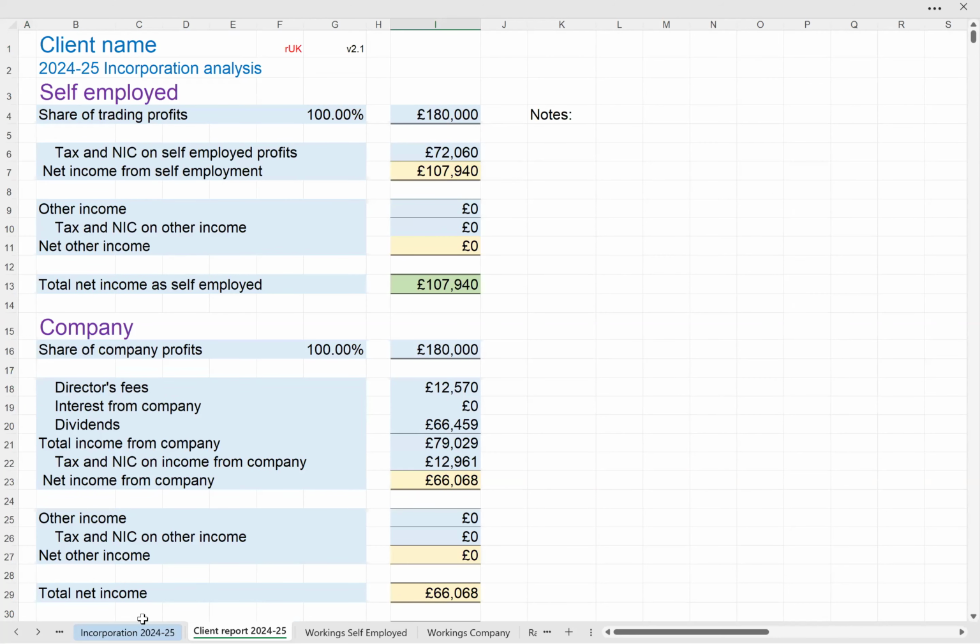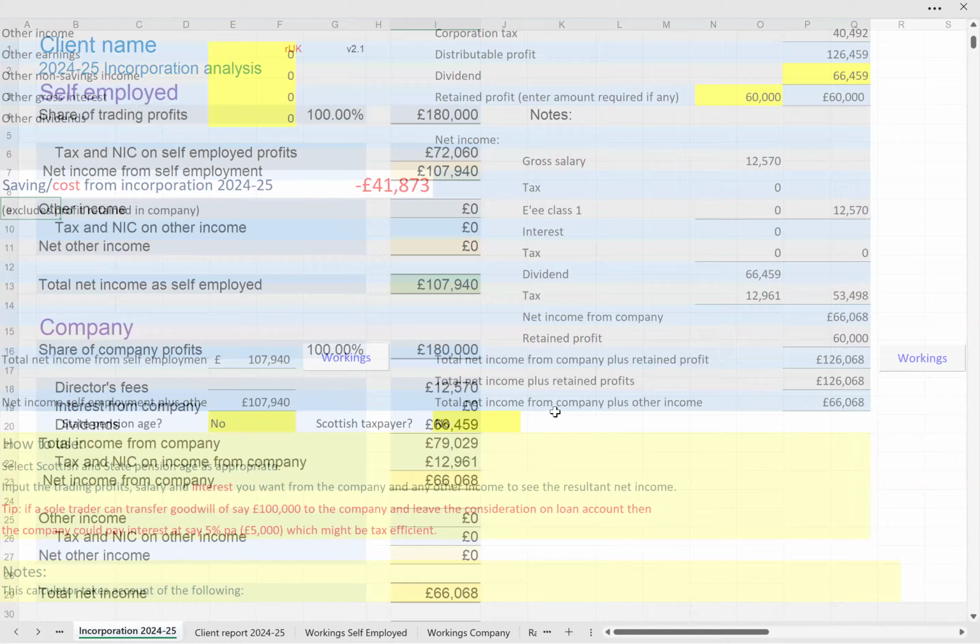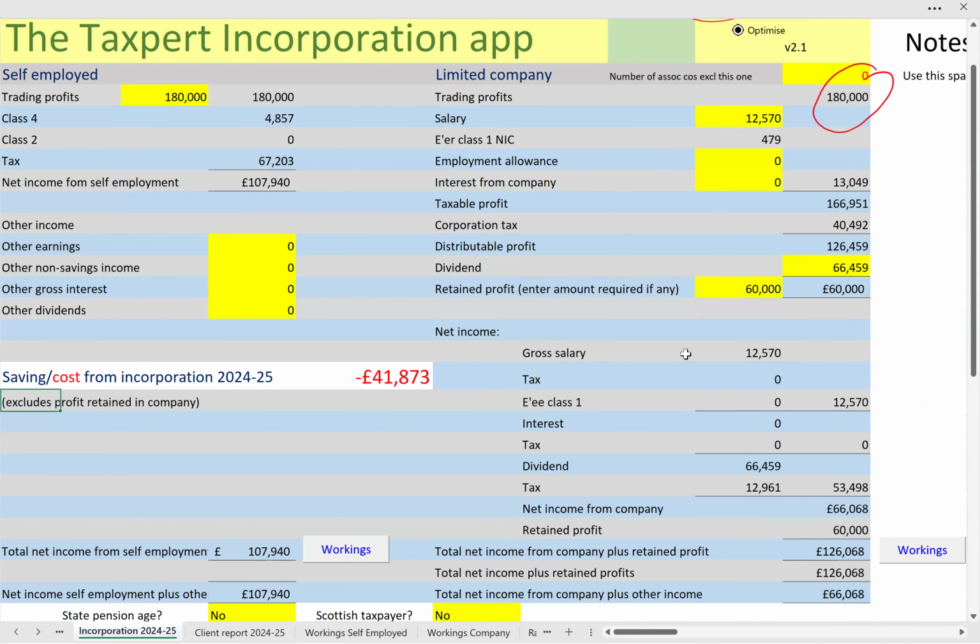Well, a very sophisticated analysis, which I hope users will find useful. As always, let me know if you find anything that you'd like to discuss or add into this app. I haven't mentioned, but you can, of course, add in other earnings that the sole trader or partner might have.